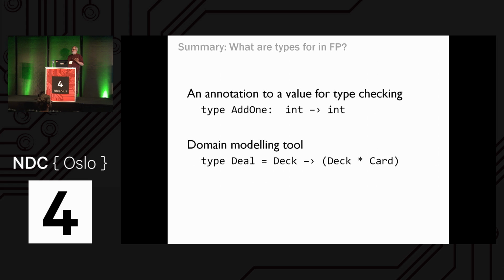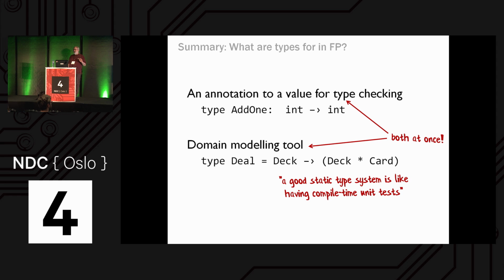So we're using types for 2 things. And what's cool is that in a language like F#, you can get both at once. You get the type checking and you also get the domain modeling, which means that the type checker, the compiler, can check your domain logic for you. Okay, so if you have a good static type system, it's almost like having compile time unit tests. You literally will not be able to write code that doesn't match the domain model. You don't have to write a unit test to test something because it literally won't compile if it's wrong, and we'll see an example of that shortly.